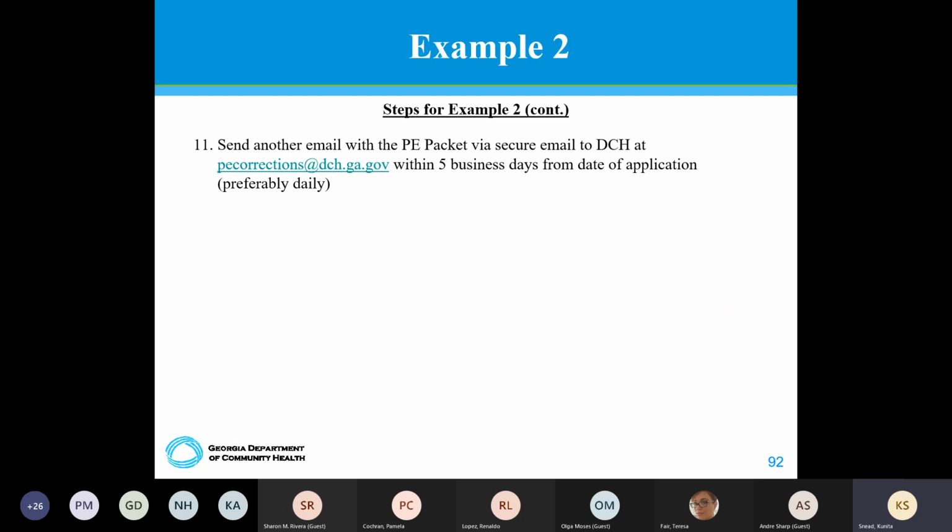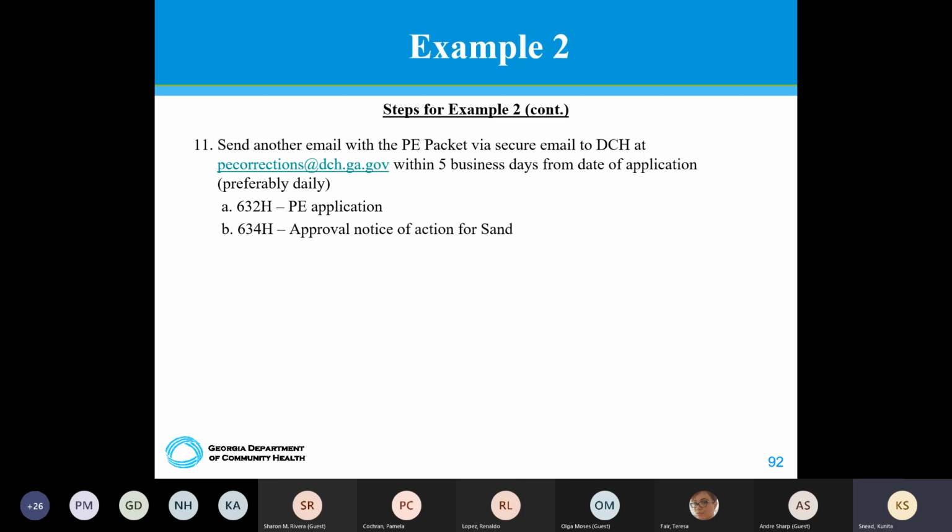We prefer you all to do these daily because there are times that I've had to reach out to a few hospitals and let them know that applications have to be sent to DFACS within 5 business days. That's part of the responsibility as a qualified hospital participating in this program. So please do not delay in sending your applications. If you can send them daily, I prefer you to send them daily, but if you can't, you have at least 5 business days to send them.